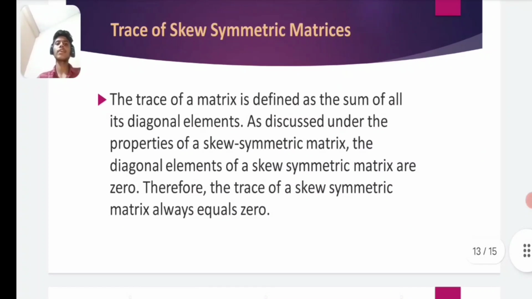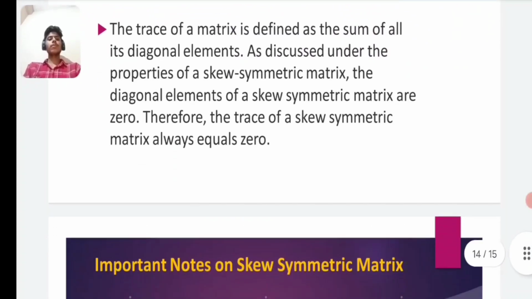So, trace of a skew symmetric matrix. The trace of a matrix is defined as the sum of all its diagonal elements, as discussed under the properties of a skew symmetric matrix. The diagonal elements of a skew symmetric matrix are 0. Therefore, the trace of a skew symmetric matrix always equals 0.